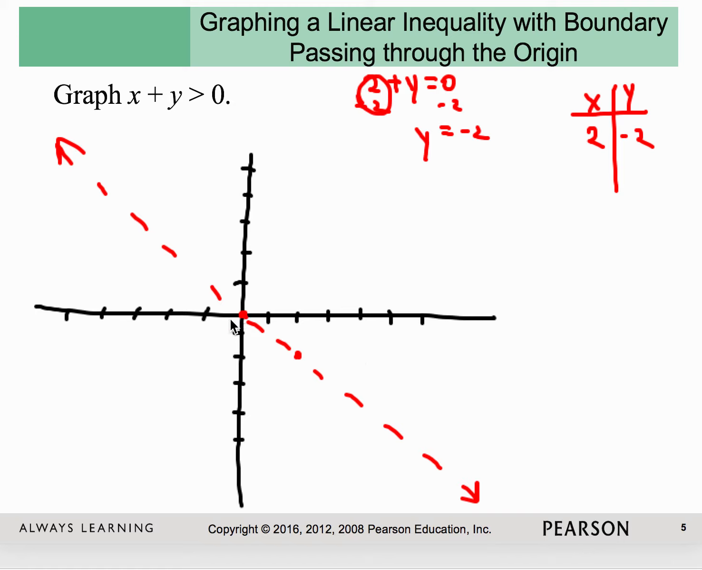Because this equation goes through the origin, I cannot pick that point. I could pick 1, 0 or 0, 1, but if possible, I like to pick points where my X and Y are the same. That way I don't have to worry about getting them mixed up. So this is the point 1, 1.